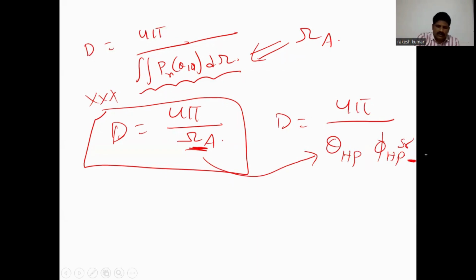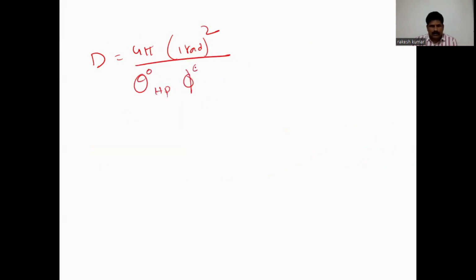In order to rectify this, we know the relationship between steradian and radian: one steradian is equal to 1 radian whole square. Since the directivity is dimensionless, from the above expression D is equal to 4 pi into 1 radian square by theta half power beamwidth into phi half power beamwidth.